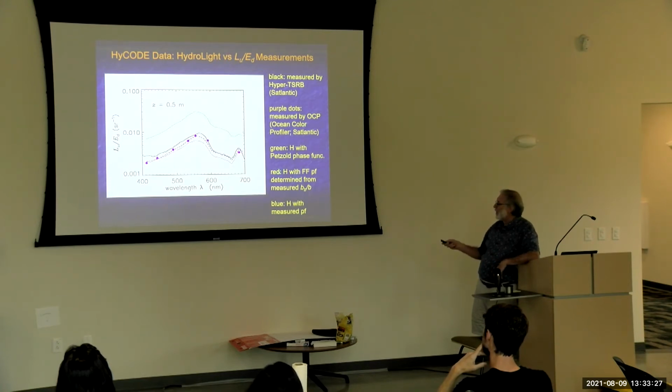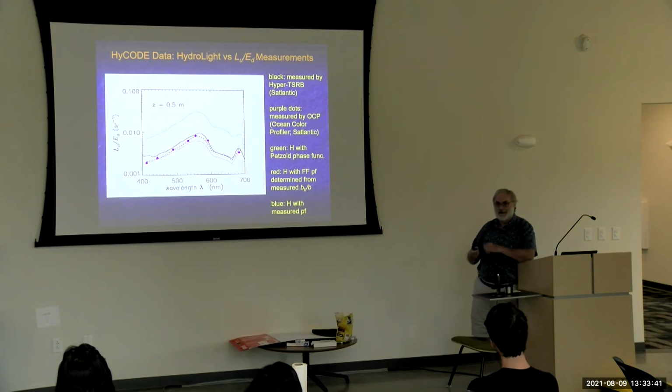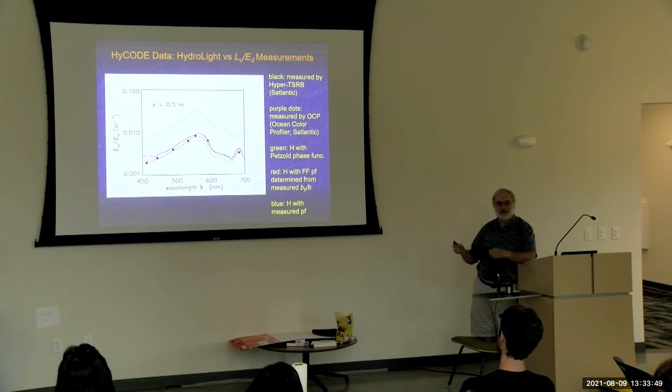And then when I used the Fournier-Forand phase function, I got the red curve, and that's in pretty good agreement. So this sort of agreement here is about as good as you're ever going to see. The moral of the story in all of these is if you guess the wrong phase function, game's over. We're off by a factor of 2 here at some wavelengths just because we guessed the wrong phase function.